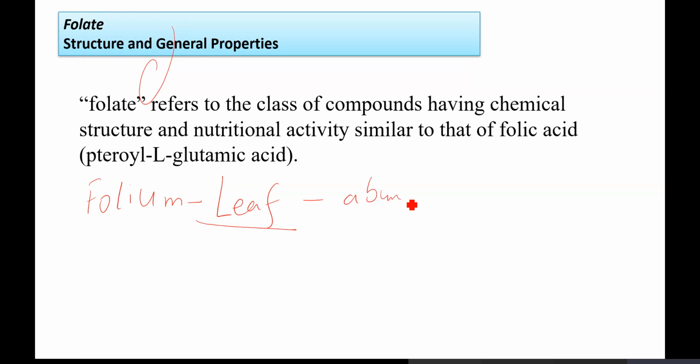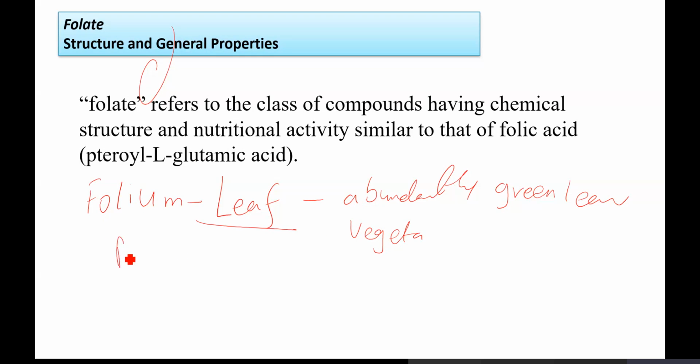It is abundantly found in green leaves, or green leafy vegetables, and that is why the name comes from folium, meaning leaf. Folic acid or folacin is abundantly found in green leafy vegetables. It is important for one carbon metabolism. It is required for synthesis of purines and pyrimidines.